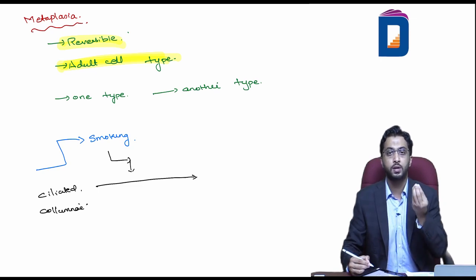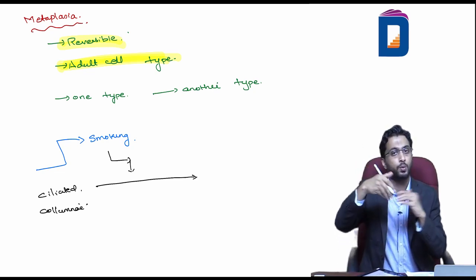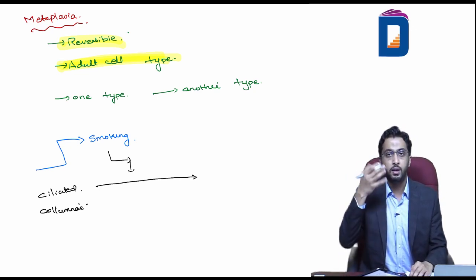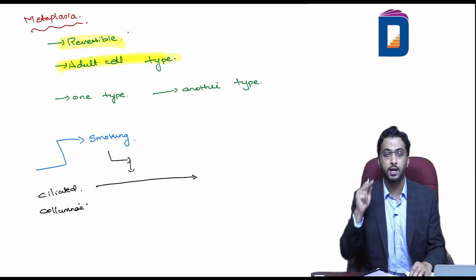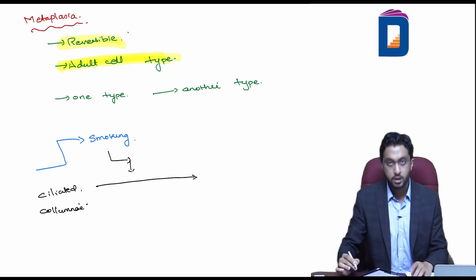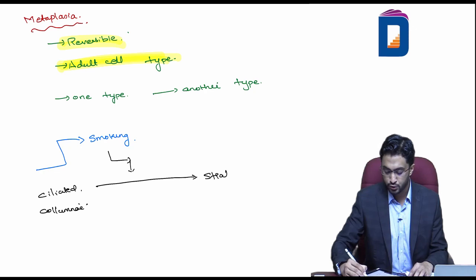The speciality of columnar cells is that they secrete mucus, and the cilia move the dust particles forward. So the respiratory pathway needs this type of cell because mucus secretion is required and cilia are also required to push off the debris. Now here, due to smoking, the ciliated columnar cells get converted into stratified squamous cells.